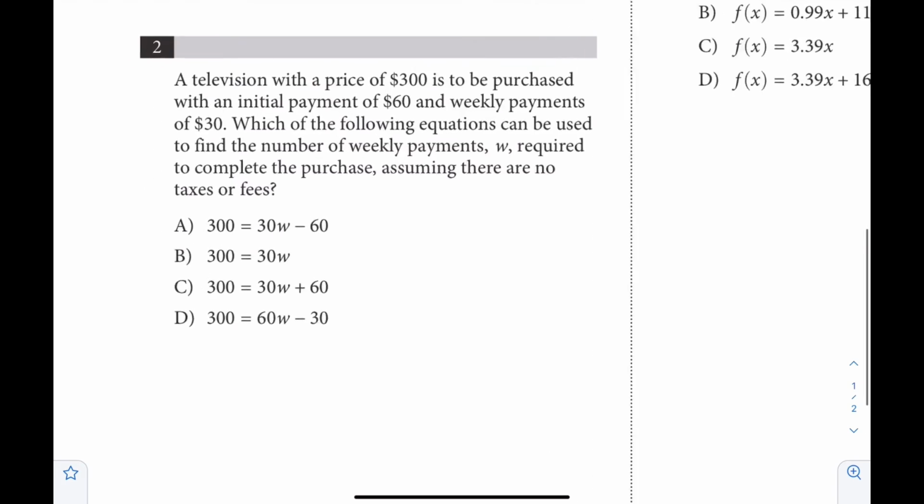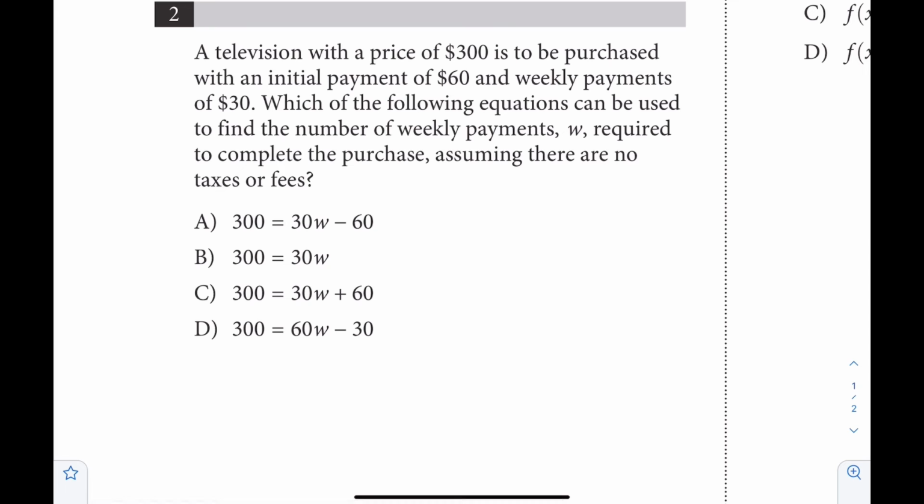For number 2, let's read the problem, because when they give you word problems like this, they like to give you lots of information, and it can be a little overwhelming if you don't pay attention. So let's read the problem and highlight key information.